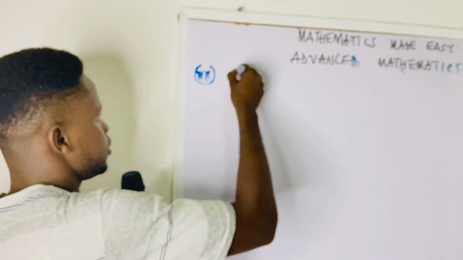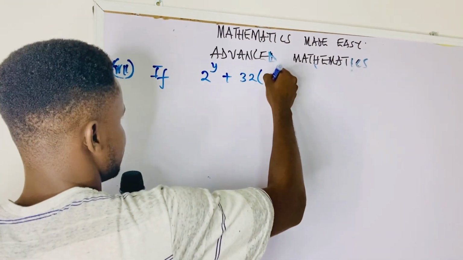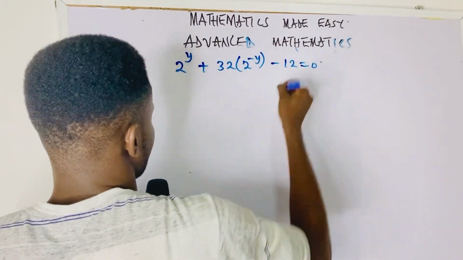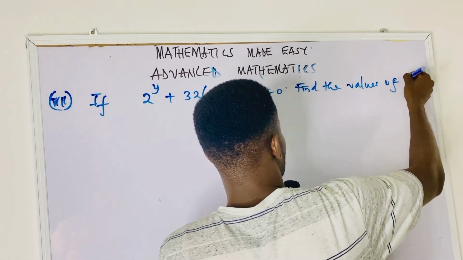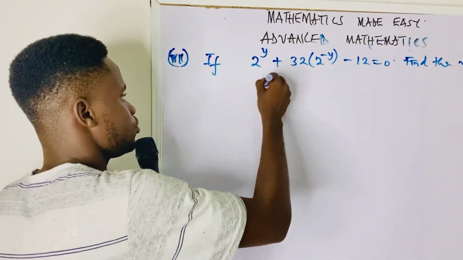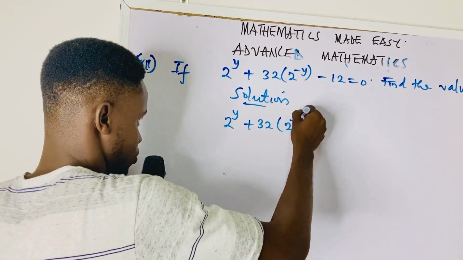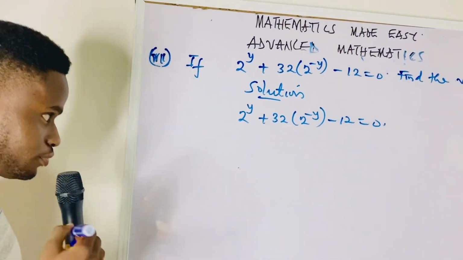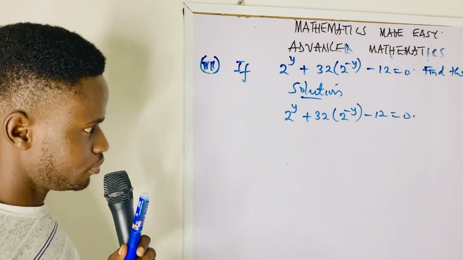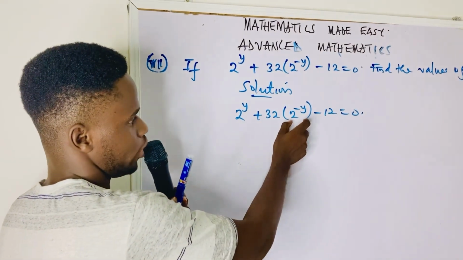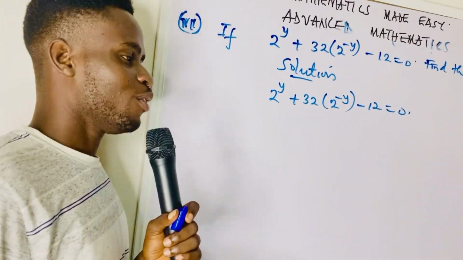Another example, if we are given, let's say, 2 to the power y plus 32 times 2 to the power minus y, minus 12 equals 0, and we have to find the values of y. Now, how do we solve this? We are given 2 to the power y plus 32 times 2 to the power minus y minus 12 equals 0. Now, to solve this, you realize that there is a particular thing that is common: 2 to the power y, 2 to the power y, you can see there, but they are not the same yet. So we try and rearrange using the knowledge of the laws we have learned.